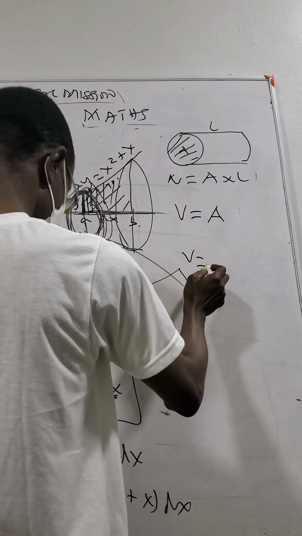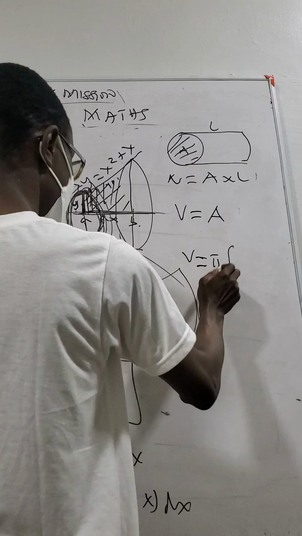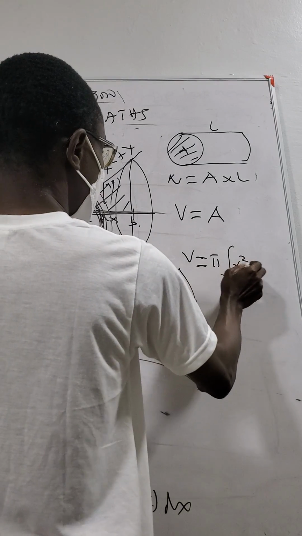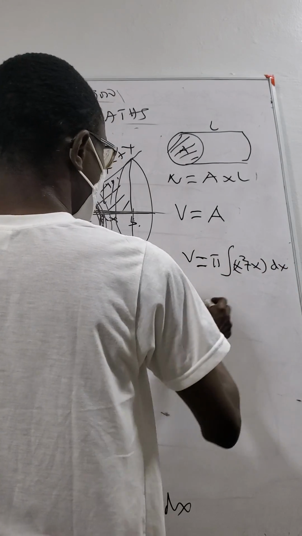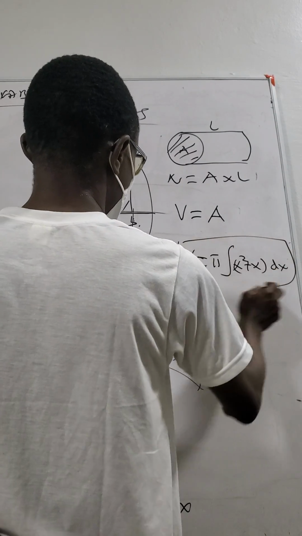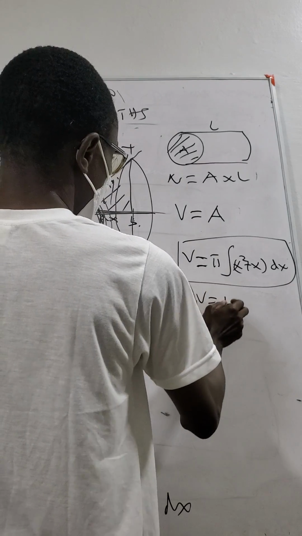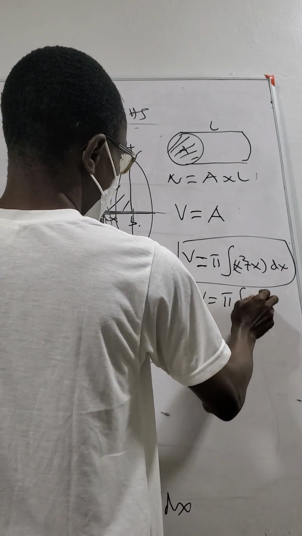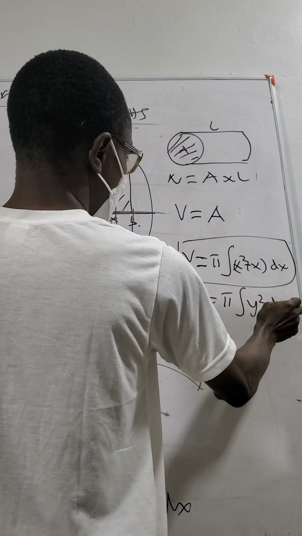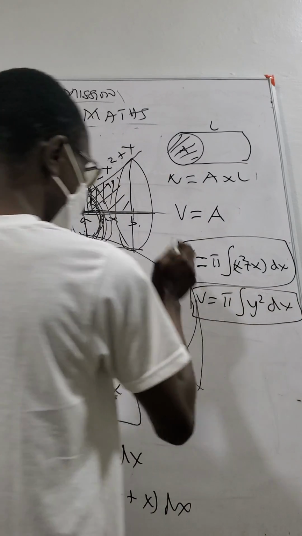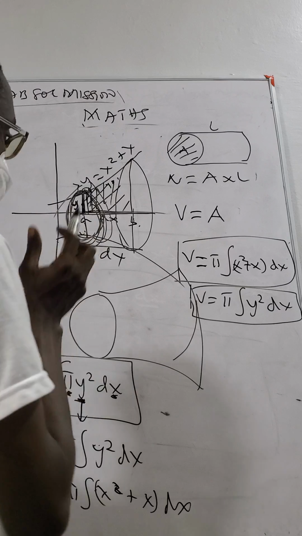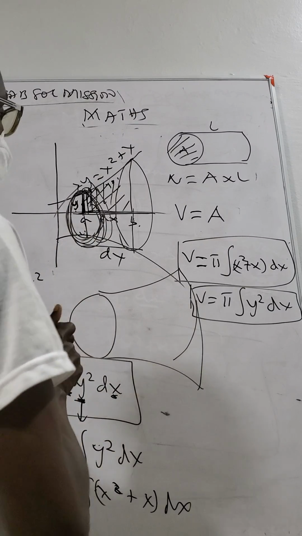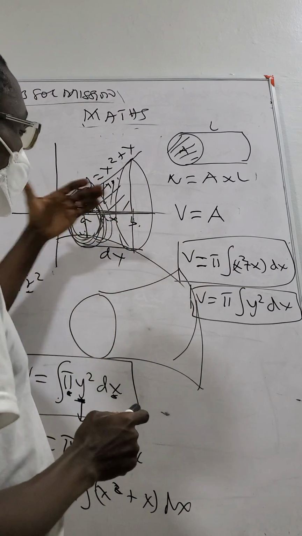So volume will be equal to pi integration of x squared plus x dx. So that's it, which I've said the general equation is pi y squared dx. That will be the general equation. Right, so this will be volume. So at least we have an expression for volume, and then we have an expression for area. So we have gone through the first principles of deriving them.